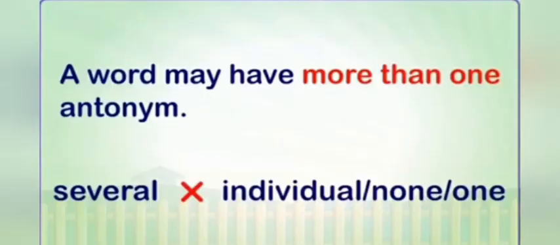Students, a word may have more than one antonym, like several, and antonyms of several may be individual, none, one. It means here we have more than one opposite word for the word several.